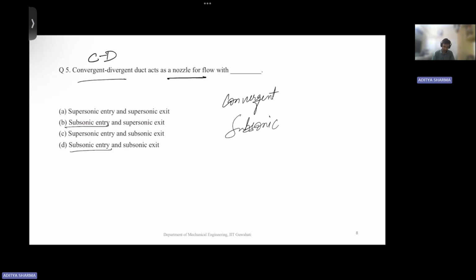And for divergent case, it will have to be supersonic. It will have to further accelerate because in divergent case, again, it will have to be supersonic. It will have to continue expanding. And then at the exit, you will have a supersonic flow. So seeing the options, B is the correct option.